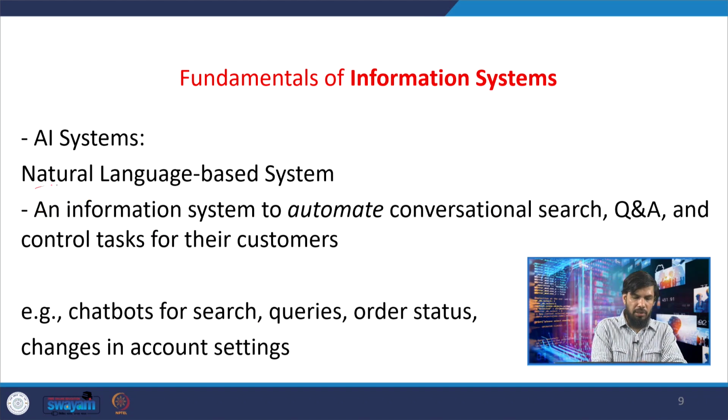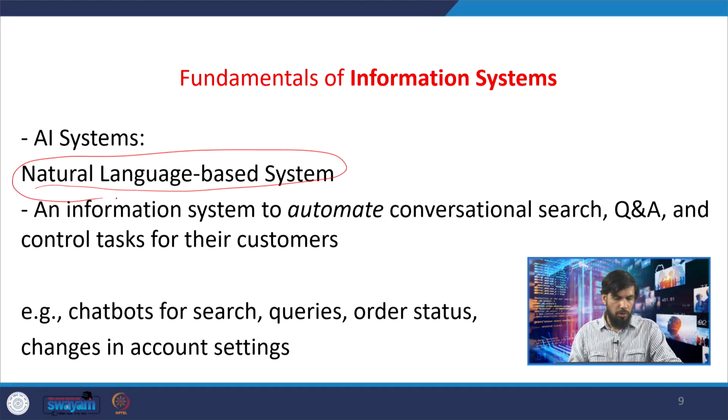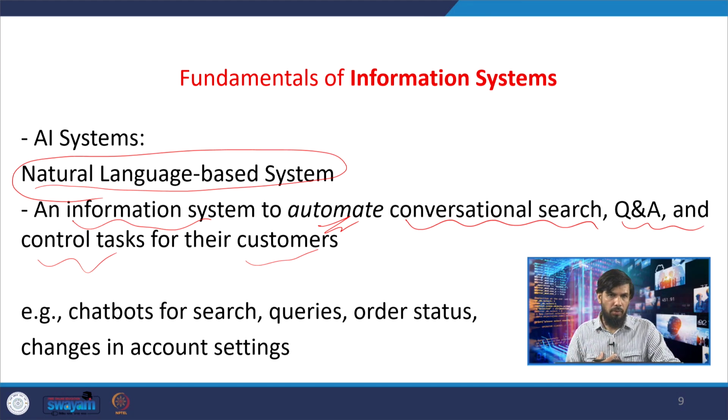Moving on, the next AI system is the natural language based system. This is also an information system to automate conversational search, Q&A and control tasks for their customers. All of us interact with some of these apps or devices, for example Alexa, and it catches our intent and plays the music that we want it to, right. So in a way the interaction is happening through natural language. Similarly, we interact with chatbots, and there also the interaction is happening through natural language, whether typed or spoken, whether audio or text, right.